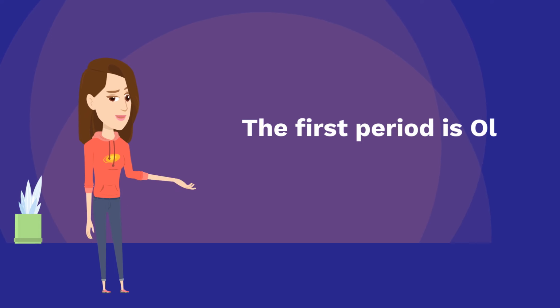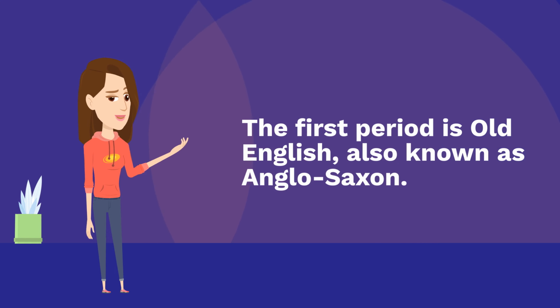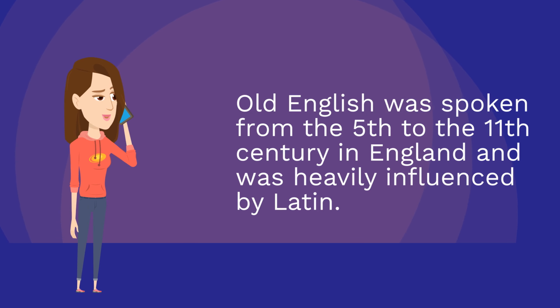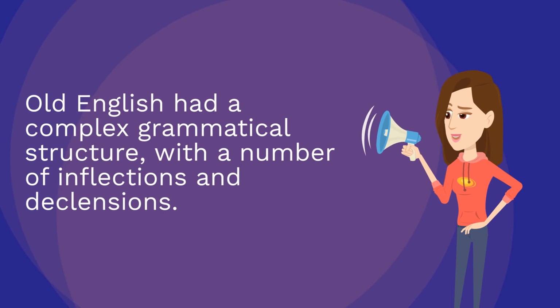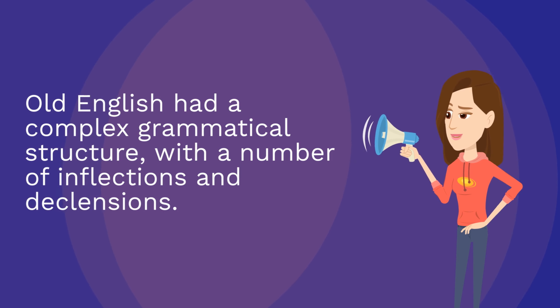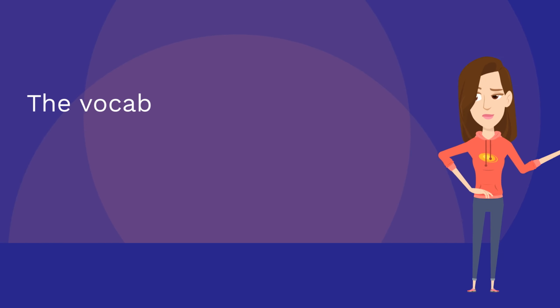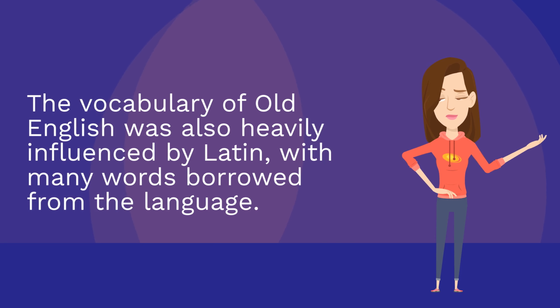The first period is Old English, also known as Anglo-Saxon. Old English was spoken from the 5th to the 11th century in England and was heavily influenced by Latin. Old English had a complex grammatical structure, with a number of inflections and declensions. The vocabulary of Old English was also heavily influenced by Latin, with many words borrowed from the language.